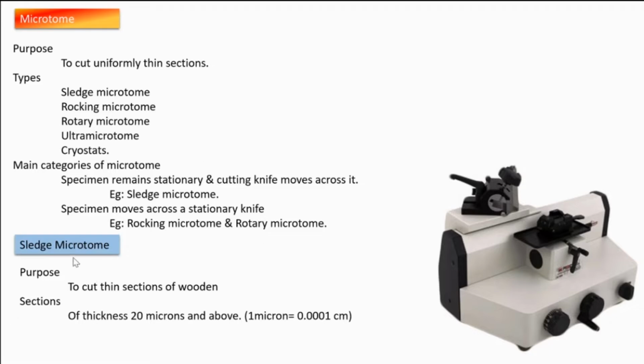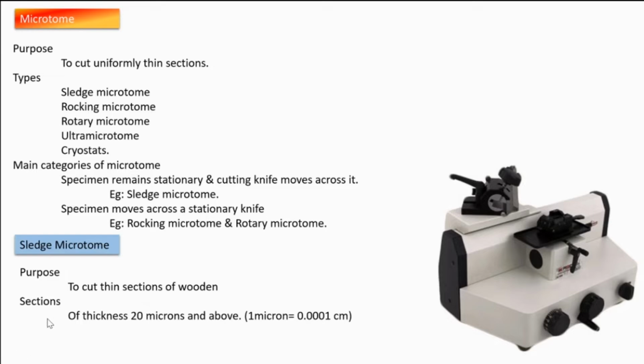First is the sledge microtome. As I told you, in the sledge microtome the specimen remains stationary. This is a picture of a sledge microtome. What is its purpose? To cut thin sections of wooden specimens, hard specimens.